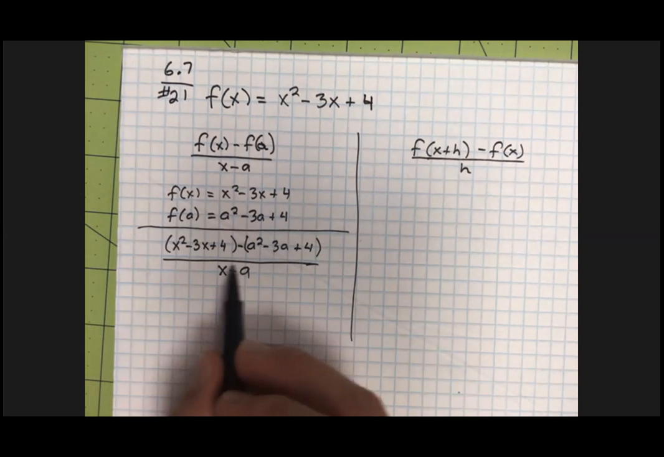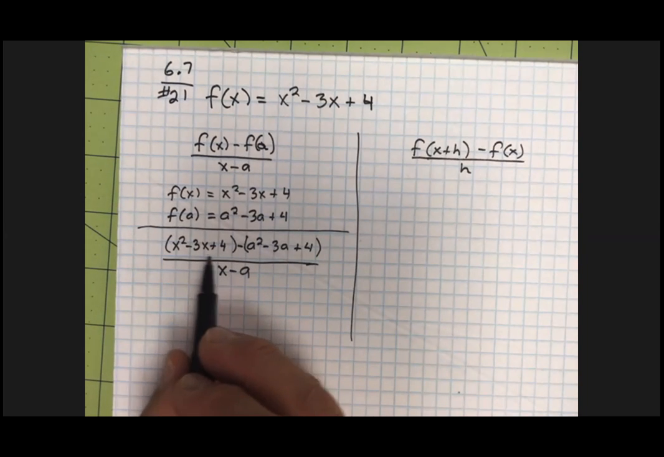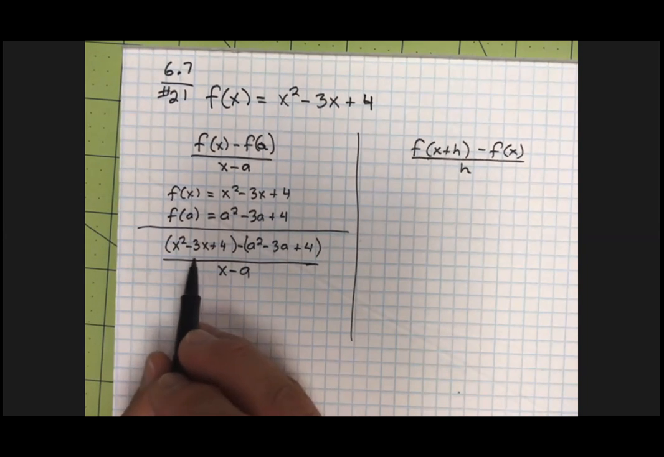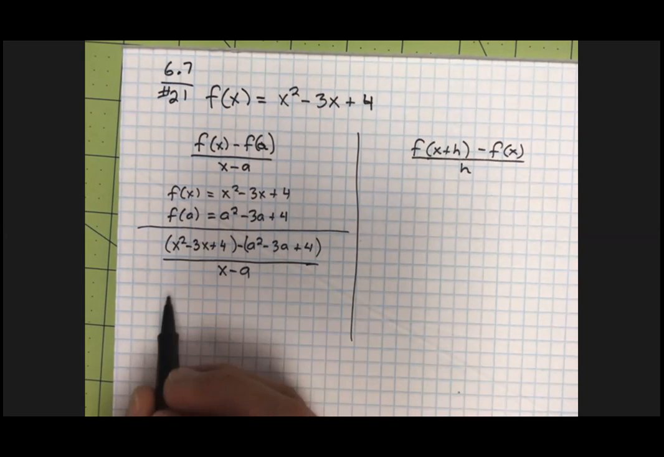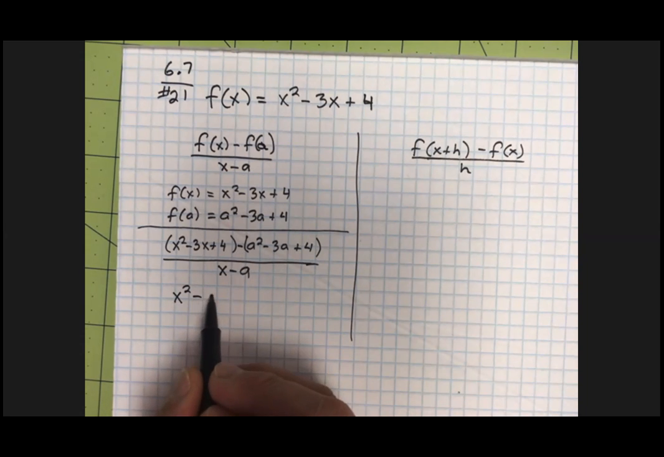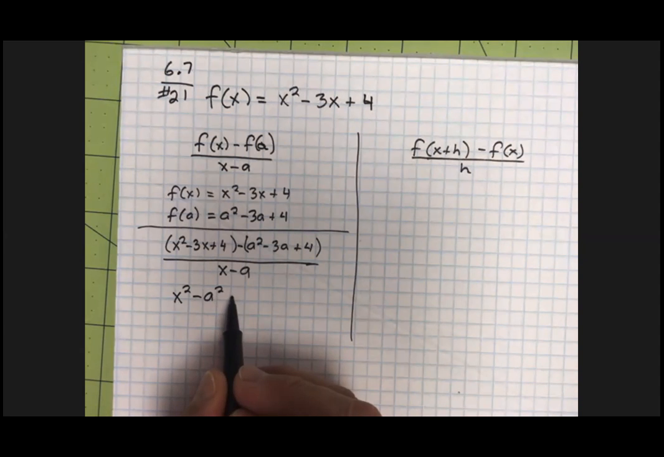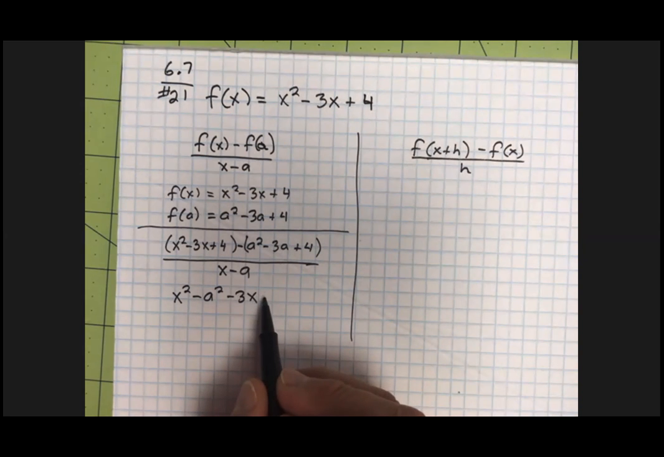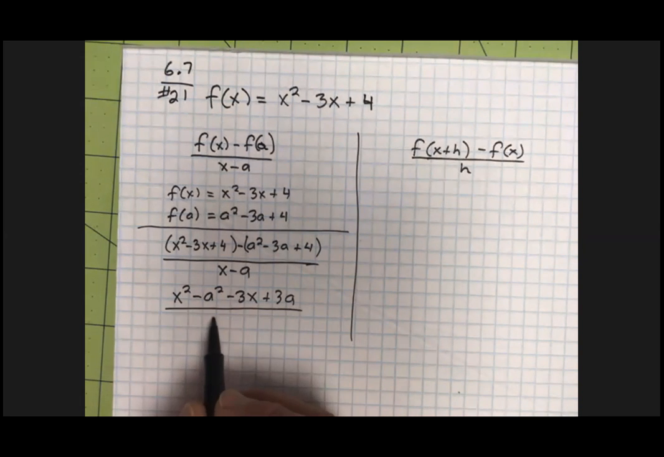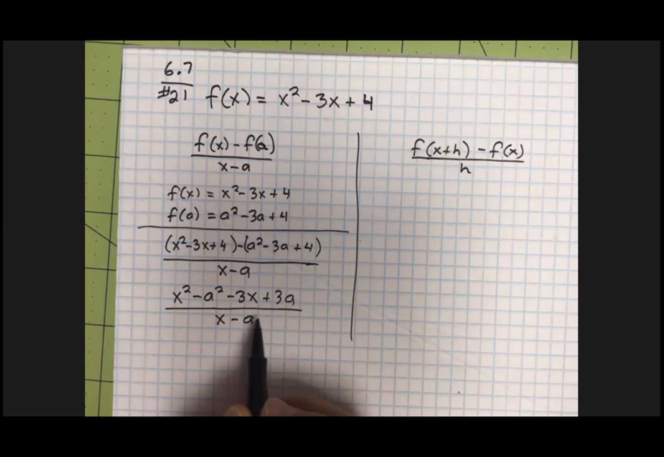Let's work out what this is. Say, in the top, you don't got anything that combines except 4 minus 4. So you have x squared minus a squared, minus 3x minus negative 3a, which means plus 3a, and then x minus a.